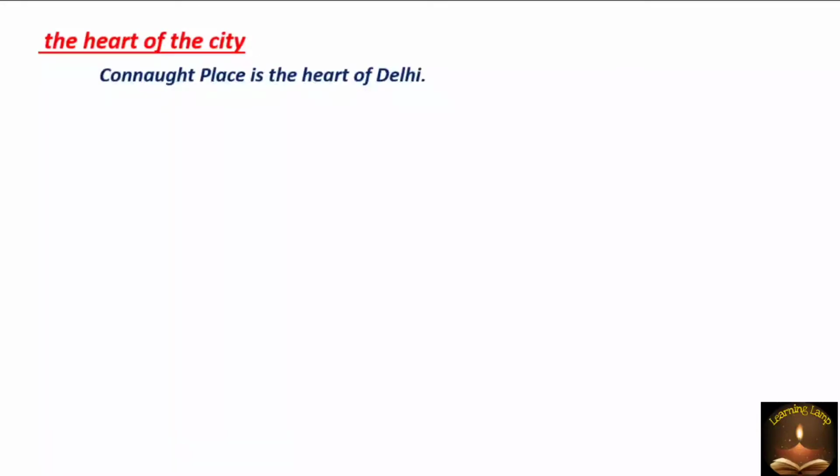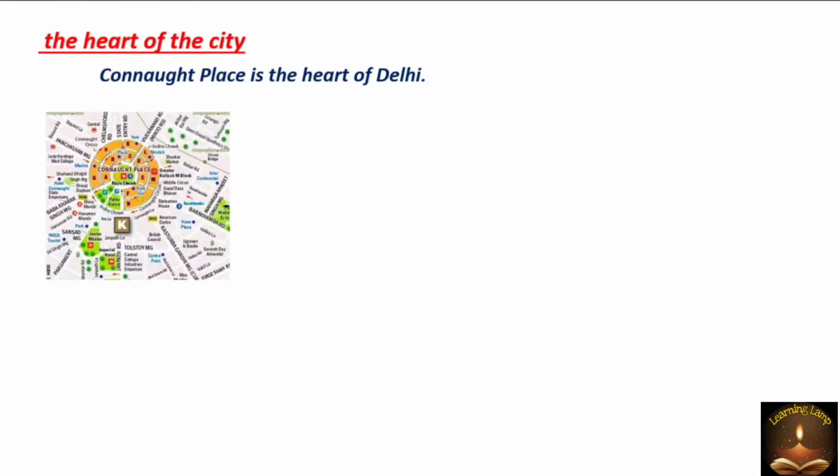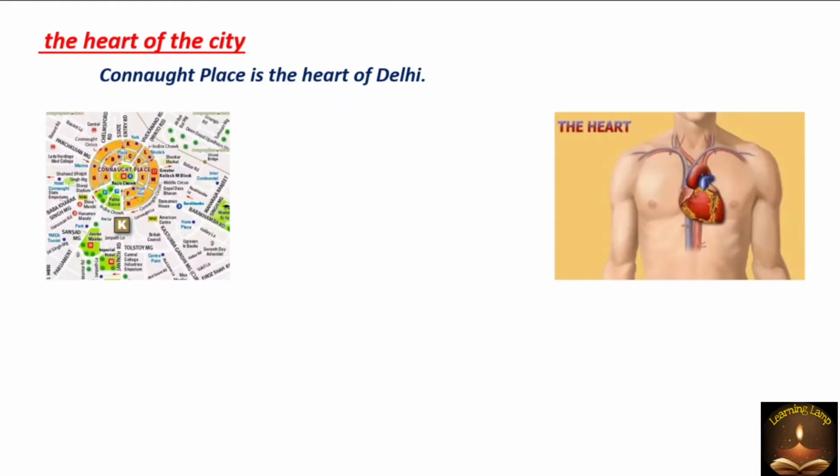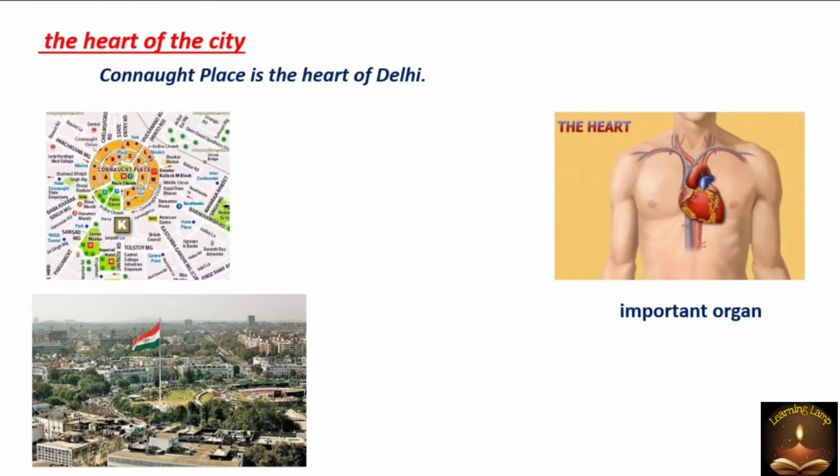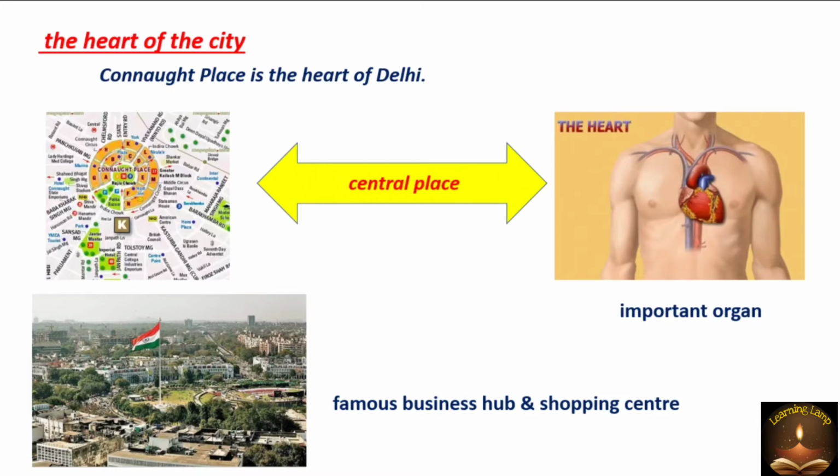Connaught Place is the heart of Delhi. Here, the area of Connaught Place is compared to the heart of a body. The heart is an important organ in the center of our body. Similarly, Connaught Place is a famous business hub and shopping center of Delhi. So, to describe the central area of a city, the word heart is used here. So, here the feature compared is the central place.